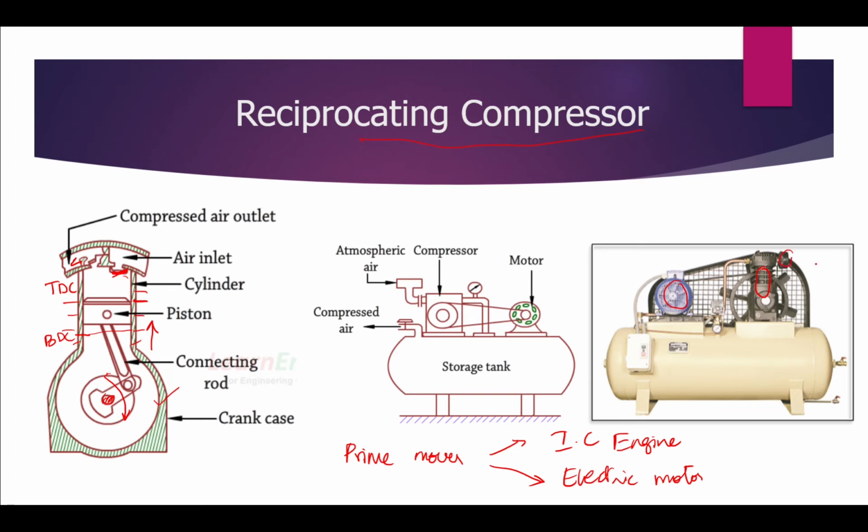This is the air filter. It will suck the air inside the cylinder, and this is delivered to a delivery tank. Compressed air is stored inside this delivery tank. This air can be used for spray painting, inflating tires, pneumatic tools, everything can be used using this compressed air which is stored inside the storage tank. This is the function of a simple reciprocating compressor.